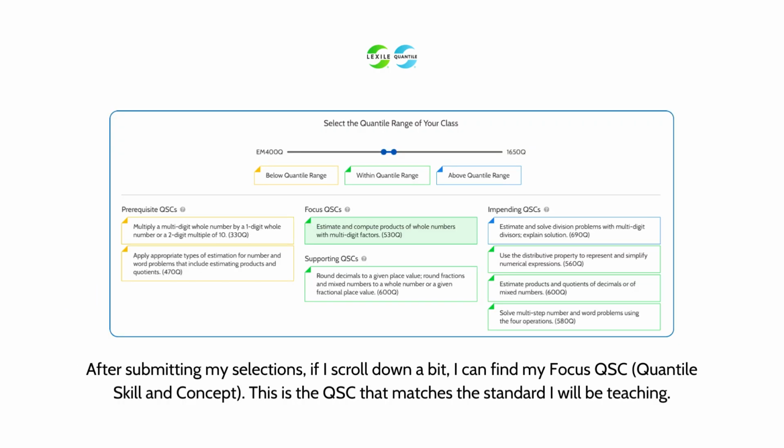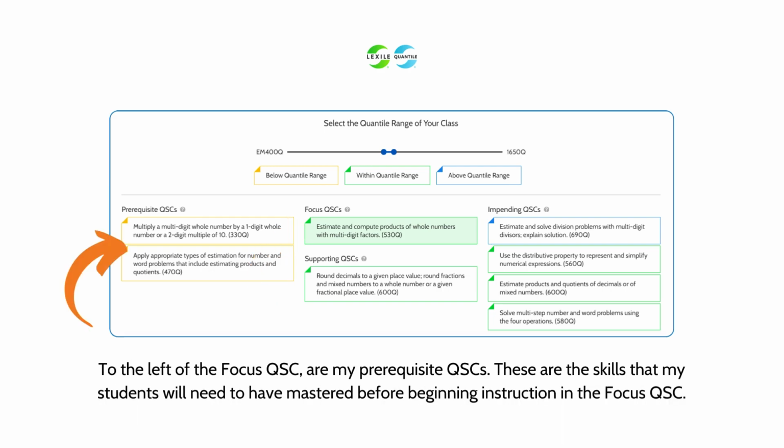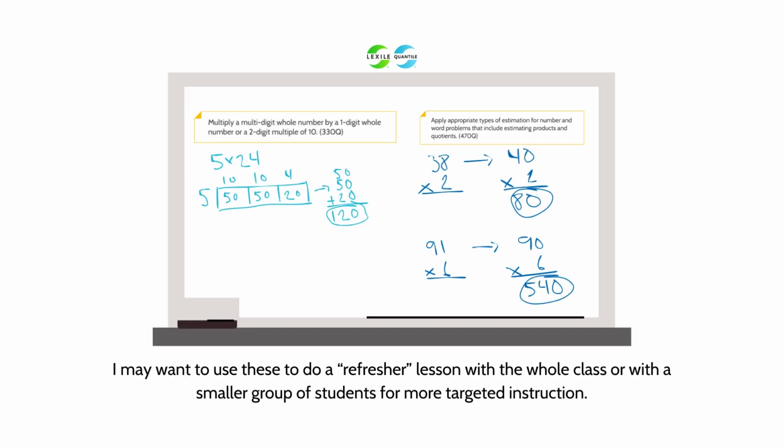After submitting my selections, if I scroll down a bit, I can find my Focus QSC, Quantile Skill and Concept. This is the QSC that matches the standard I will be teaching. To the left of the Focus QSC are my prerequisite QSCs. These are the skills that my students will need to have mastered before beginning instruction in the Focus QSC. I may want to use these to do a refresher lesson with the whole class or with a smaller group of students for more targeted instruction.